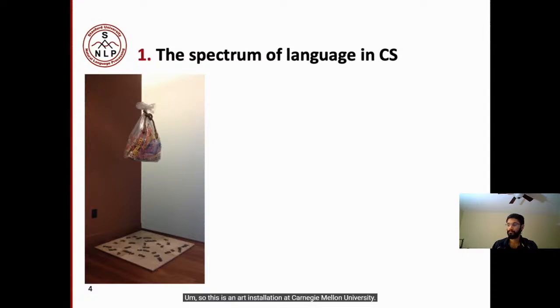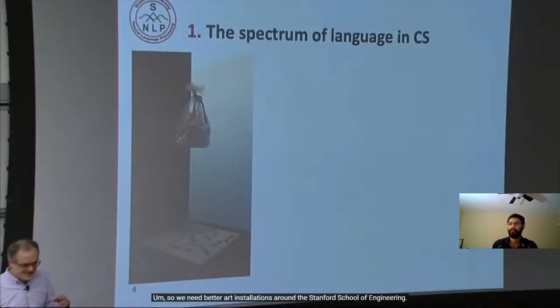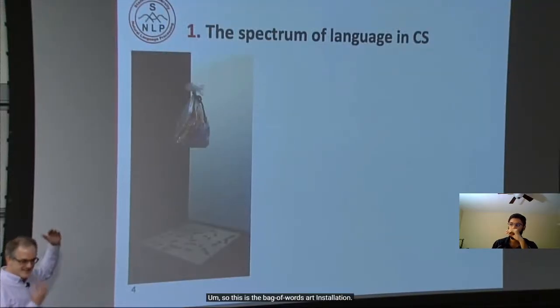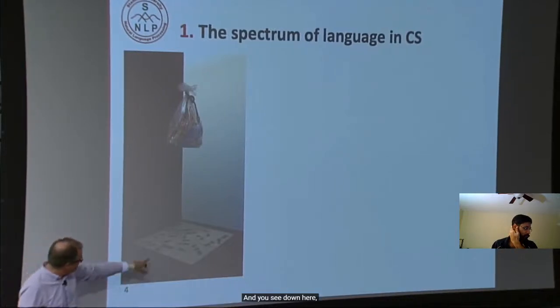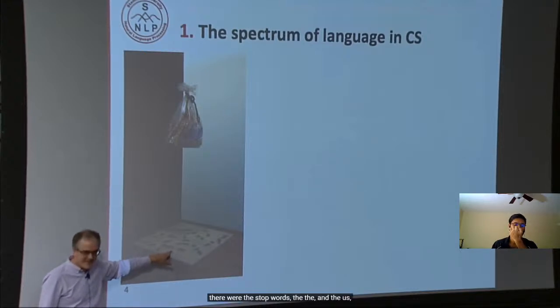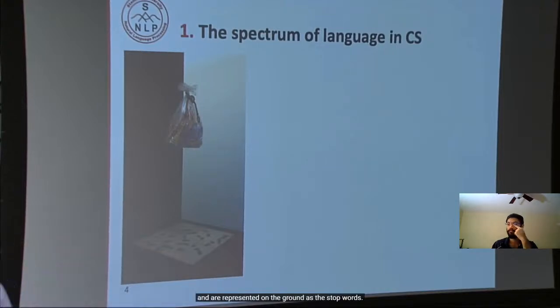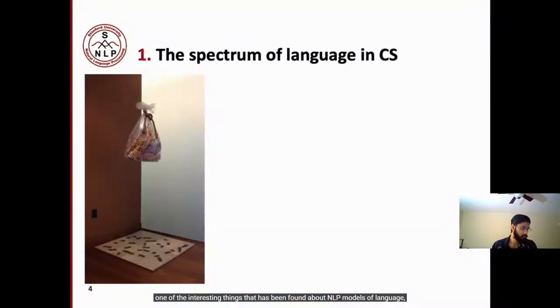So this is an art installation at Carnegie Mellon University, and as an NLP person, I really love this art installation. So we need better art installations around the Stanford School of Engineering. This is the bag of words art installation. There's the bag with a lot of words in it, and you see down here there are the stop words, the and the us, that have fallen out of the bag and are represented on the ground as the stop words. Beautiful artwork.